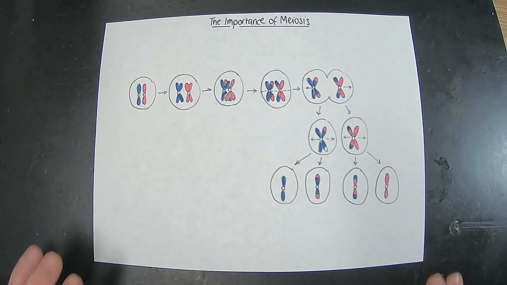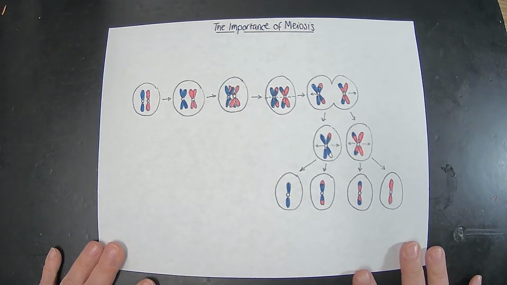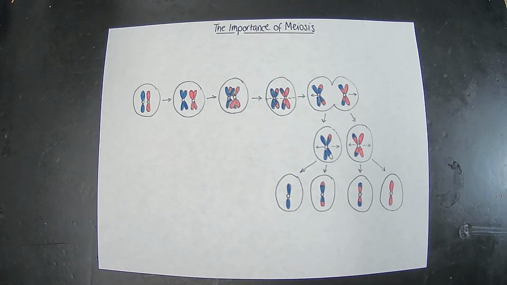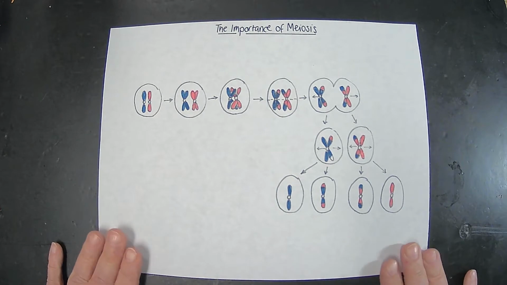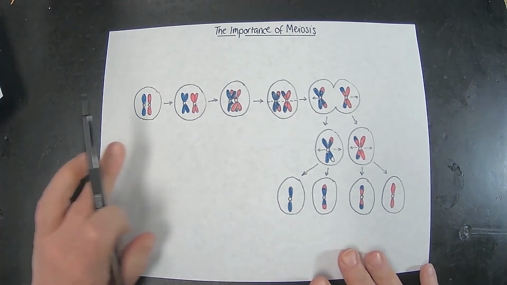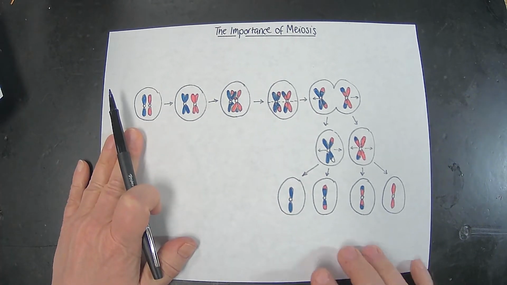So in this brief instructional video, I'm going to explain why meiosis is important to sexual reproduction. And I know this looks like a lot of information, but most of this you already know, and it should be pretty straightforward. So we're going to start over here, okay?